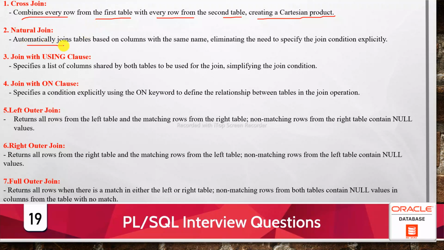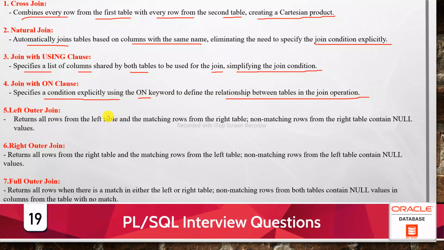Then natural join: it automatically joins tables based on columns with the same name, eliminating the need to specify the join condition explicitly. So without adding the join condition, we can fetch the natural join. Then join with using clause specifies a list of columns shared by both tables to be used for the join, simplifying the join condition.